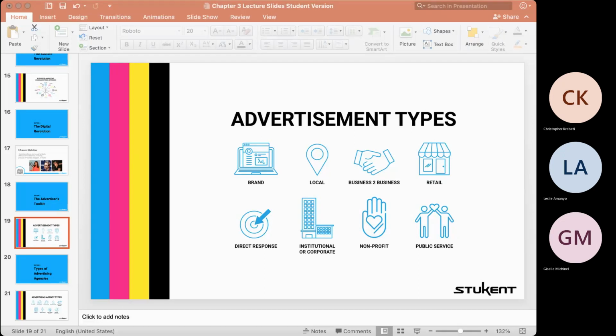Then we have public service advertising. Public service advertising tries to change unhealthy behavior, for example smoking. If a company wants to change a particular behavior and says, hey, too many people are smoking too much, let's try to change that behavior, it is called public service advertising.